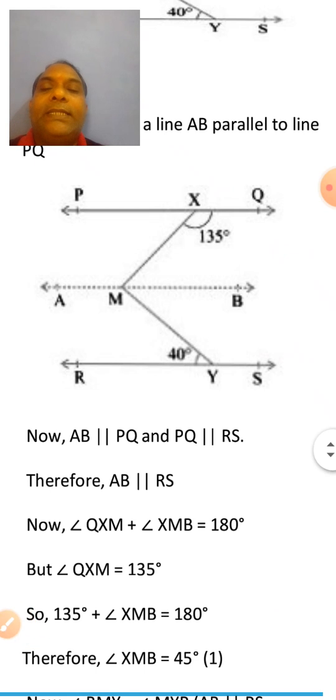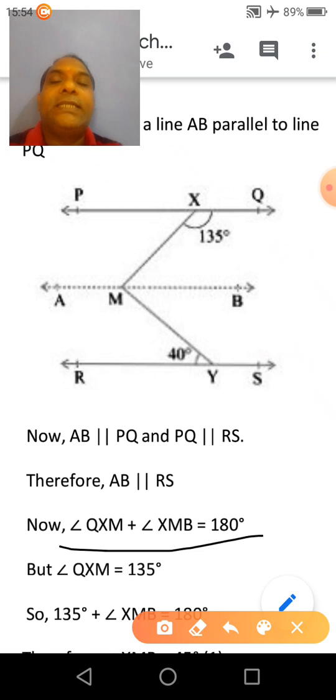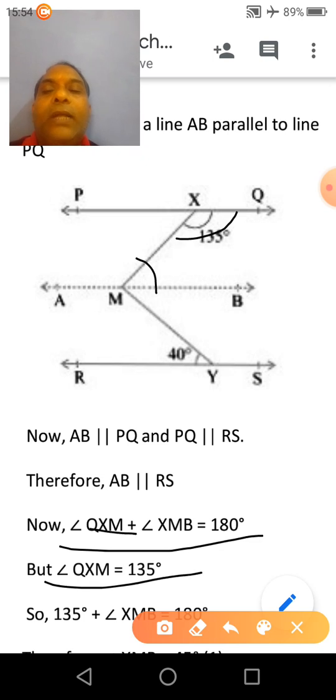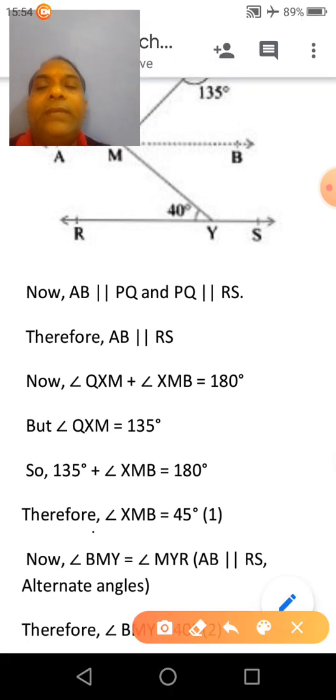So see here, angle QXM plus angle XMB is equal to 180 degrees. Means this angle plus this angle is equal to 180 degrees, because PQ is parallel to AB, so the sum of interior angles will be 180 degrees. Now put the value of angle QXM here, then you can find angle XMB. So angle XMB will be equal to 45 degrees.